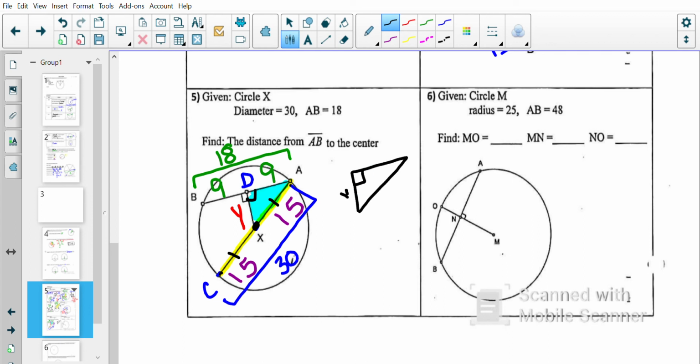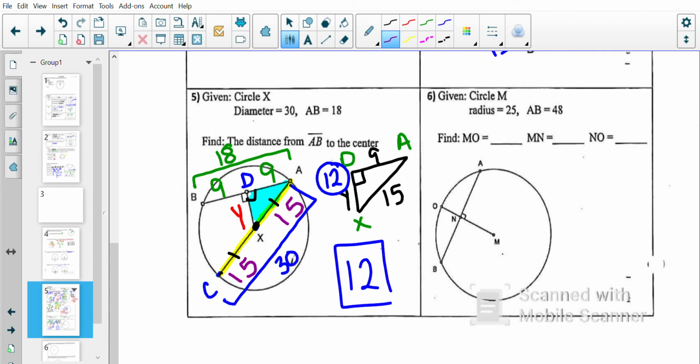We have Y here, D, 9 and 15. This is the triangle DAX. Now, I'm going to shortcut this real quick, but if you divide by 3, it's going to be a 3, 4, 5. So to multiply back, y will be 12. So the distance from A to B is 12 units long.